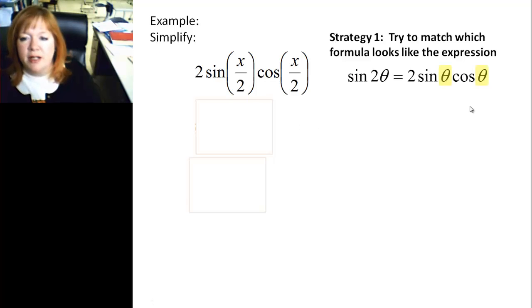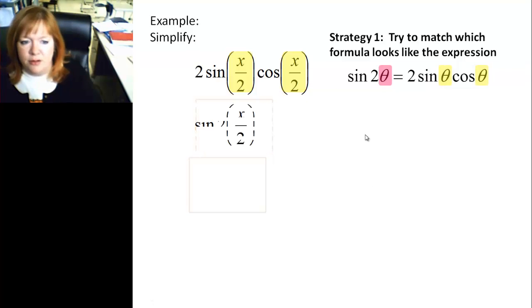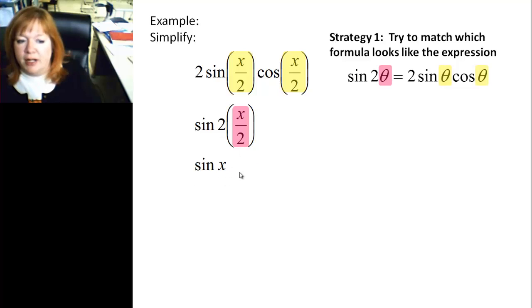So what we're going to do, we see that our theta in this case is the x over 2. X over 2 and x over 2. So we're going to replace this whole side, this whole thing, with sine of 2 times that angle theta. So we're going to have sine of 2 times x over 2. That's where that comes from. 2 times x over 2 is just x. So we're going to end up with just sine of x. And that's it. That's simplified.